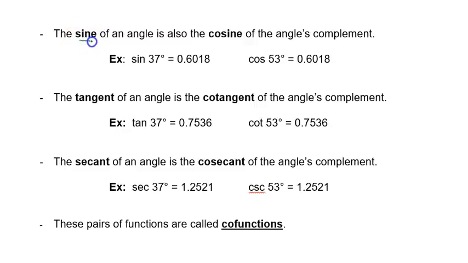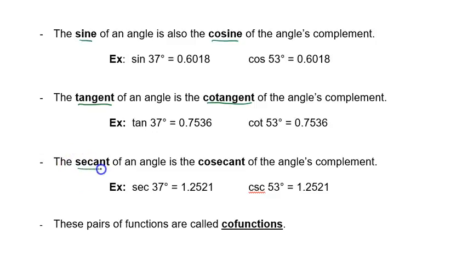The sine of an angle is the cosine of the angle's complement. So an example of that would be the sine of 37 is the same thing as the cosine of 53. 37 and 53 add up to 90, so the sine of one is the cosine of the other. It also works for tangent and cotangent. Again, I'm using that 37 and 53. If I have the tangent of 37, that is the cotangent of 53.